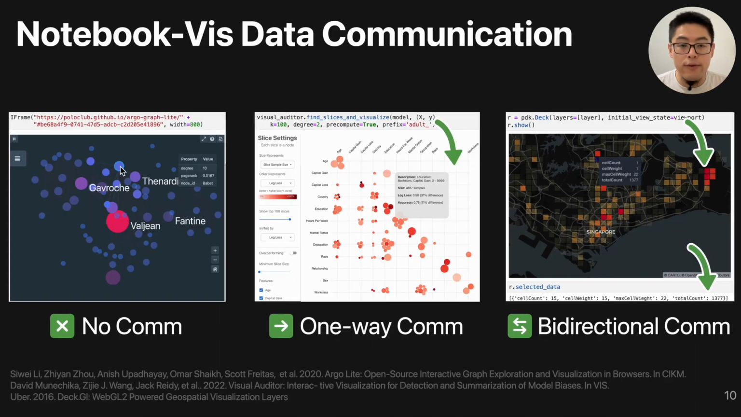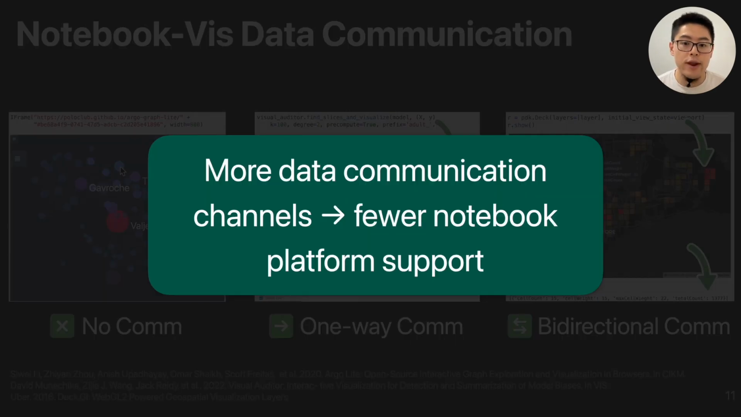Then we look at notebook visualization data communication, the different ways the user can pass data from notebook environments to the visualizations. Some tools do not use communication. They load data from external sources. Many tools use one-way communication, so you can pass data from the notebook to the visualization. Some few tools also have two-way or bidirectional communication, so you not only can pass data from the notebook to the visualization, you can also pass data from the visualization to your notebook.